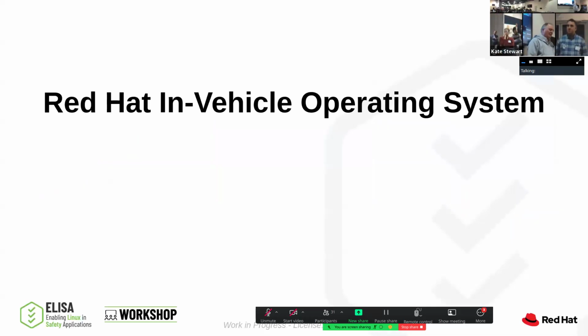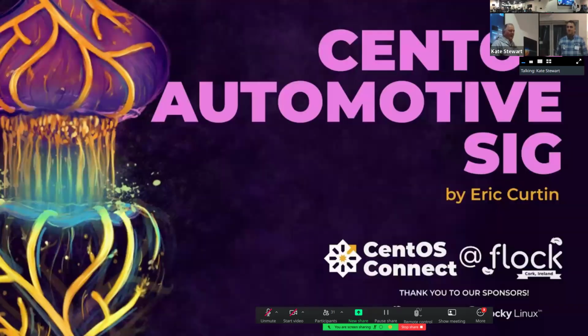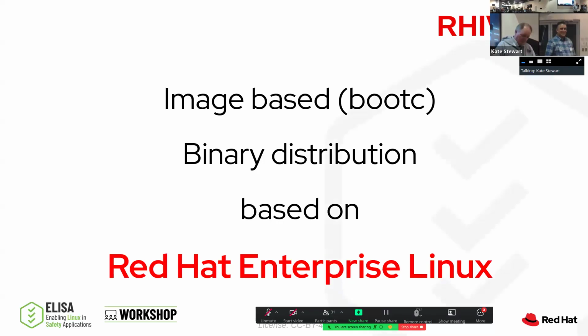So I'm going to be talking about Red Hat In-Vehicle Operating System. People think cars, but it turns out that planes and ships and space are all called vehicles, right? So RHIVOS is Red Hat In-Vehicle Operating System. There is an open source component to it called CentOS Automotive. So everything we're going to be talking about is fully free. You can download it. But obviously, if you want to pay for it and help pay our salaries, then you can use Red Hat In-Vehicle Operating System.